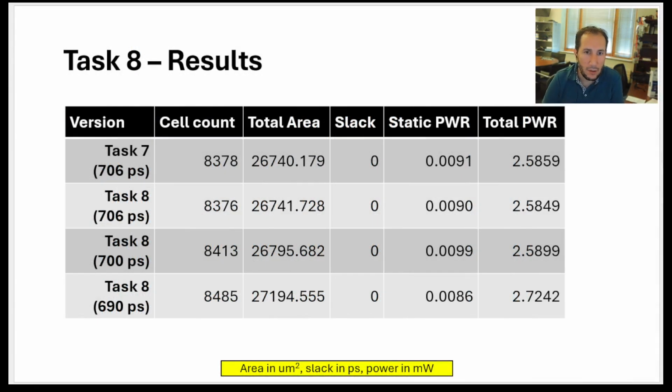Let's take a look at the results we get from our new script for different clock periods, right? So here we're using the same 706 that we started with and then went down to 700 and 690 picoseconds. What's the trend here? For area, it's pretty obvious. As we shrink the clock period, area goes up. Dynamic power, which dominates, right? The total power also goes up.